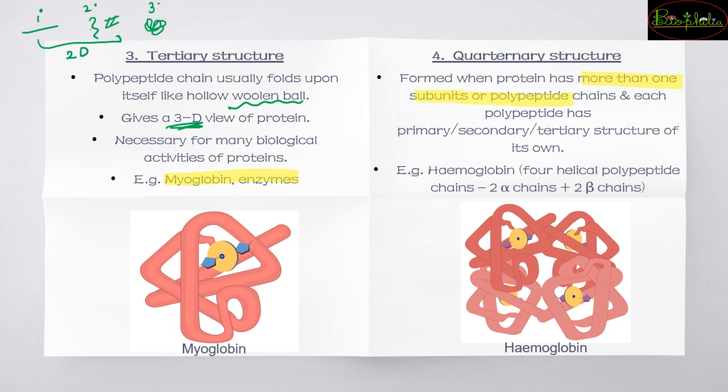Then this quaternary structure is found in one example, that is hemoglobin. Hemoglobin has 4 helical polypeptide chains. It is made of 2 alpha chains and 2 beta chains. So suppose the red ones at the top in dark are the 2 alpha chains, and the ones below are the 2 beta chains. So this will be giving you a quaternary structure of hemoglobin.